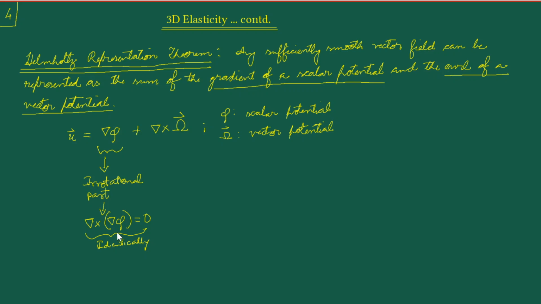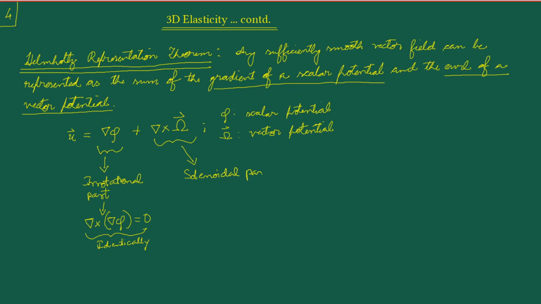This is true identically. So if you have any scalar potential, you take the grad of that and then you take the curl of that, this is going to be true. This is going to be 0 identically. This part, this is referred to as the solenoidal part.